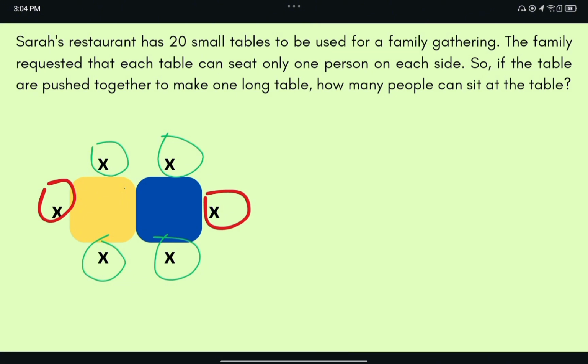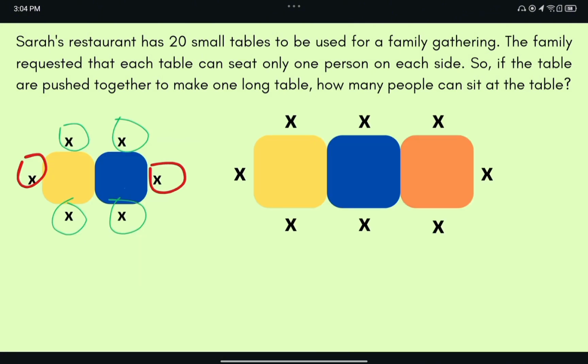Pero mag-a-add pa ulit tayo ng isa pang table para mas ma-analyze natin and ma-check na rin if tama ba yung napapansin nating pattern. So now, we have 3 tables making 1 long table. So nagdagdag na tayo ng isang table. So, kung mapapansin ulit natin, there are still two people sitting at the ends of the table. Well, it gave us important information kasi dun sa dalawang table, may dalawang nakaupo sa ends. Tapos, pagdagdag natin ng tatlong table, ganun pa rin yung nakaupo.